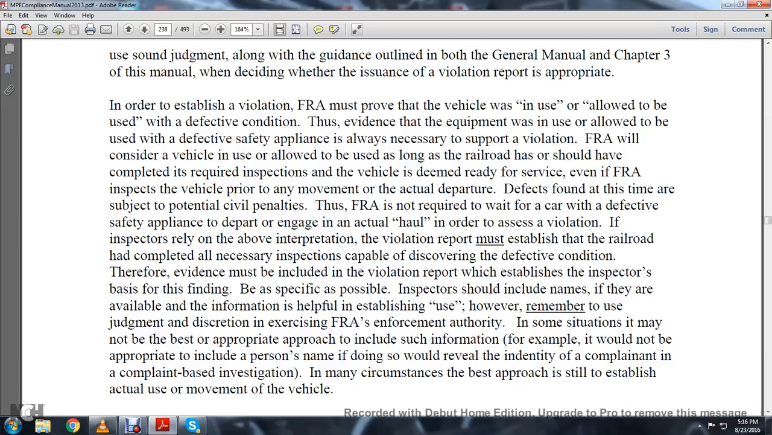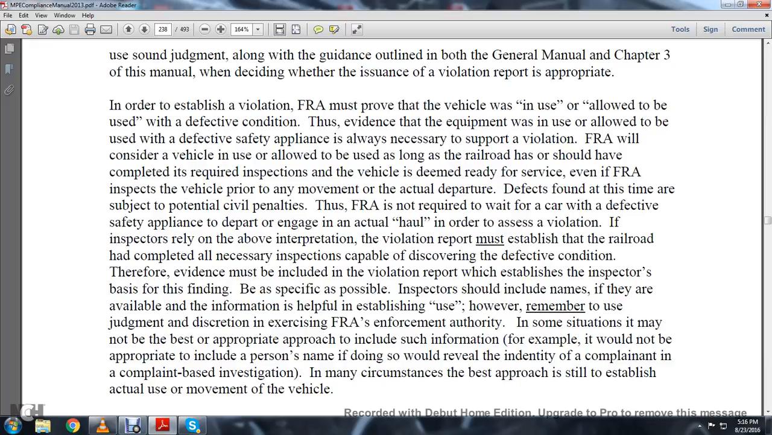If the inspector relies on the above interpretation, the violation report must establish that the railroad has already completed the necessary inspection capable of discovering the defective condition. Therefore, the evidence must be included with the violation report, which establishes the inspector's basis for the finding. Be as specific as possible. Inspectors should include names if they are available.